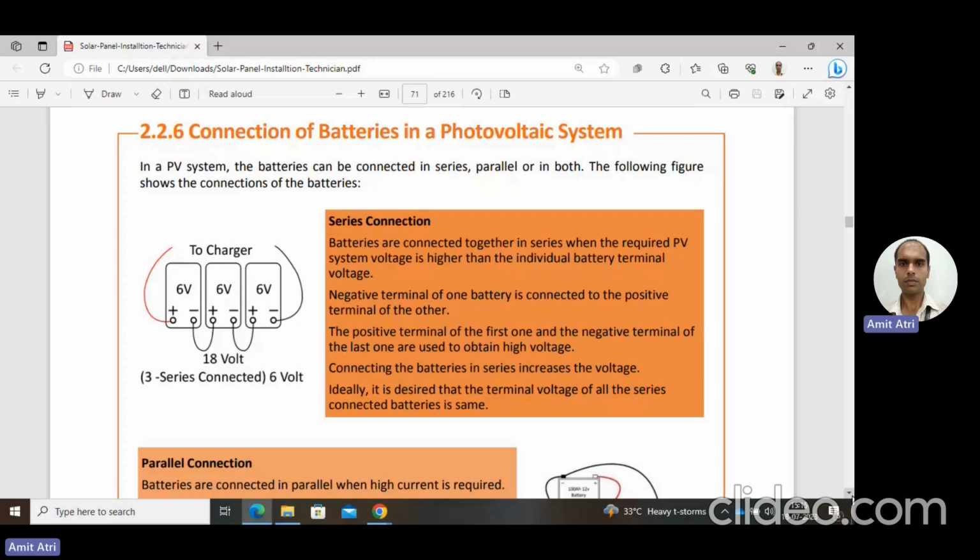Like if 3 6-volt batteries are there and we connect them in series, then we get a total of 18 volts. Okay, how do we connect it? The negative terminal of one battery is connected to the positive terminal of another battery. Okay, in this way we carry on. So overall the voltage is increased.